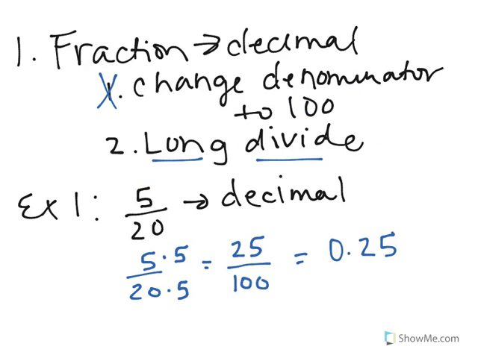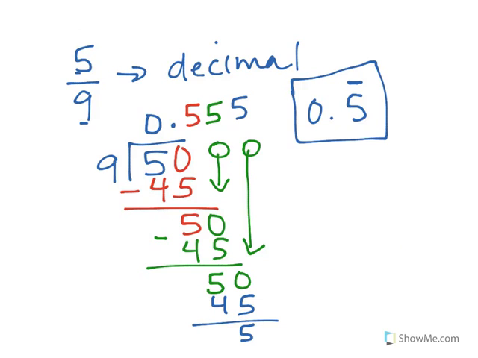So you can tell here you have two options when you're turning fractions to decimals. You can either A, change the denominator to 100, that's the easiest way, or if you can't do that, I need you to make sure that you long divide in order to get your decimal.